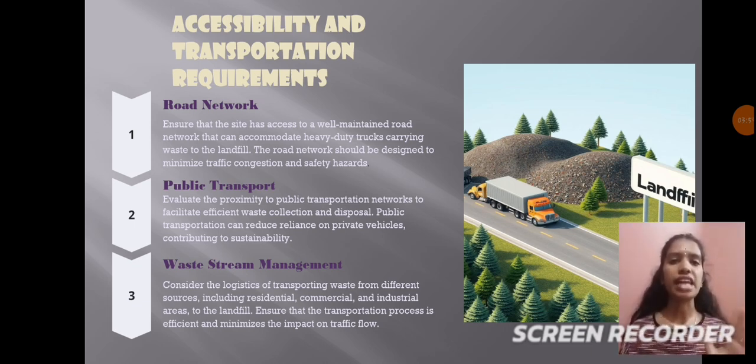Second, public transport. Evaluate the proximity to public transportation networks to facilitate efficient waste collection and disposal. Public transportation can reduce reliance on private vehicles, contributing to sustainability. Third, waste stream management. Consider the logistics of transporting waste from different sources, including residential, commercial, and industrial areas, to the landfill. Ensure that the transportation process is efficient and minimizes the impact on traffic flow.